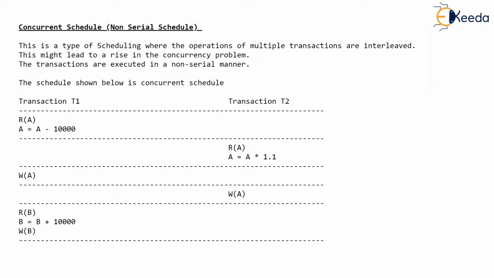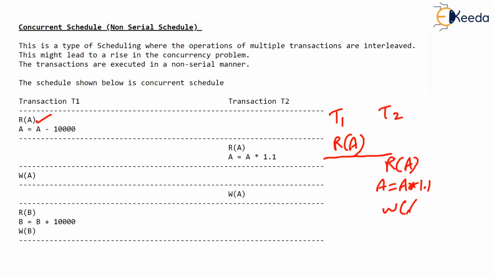For example, it may be that T1 executes read A, this operation, and then immediately preempts. Then T2 executes read A, A equal to A into 1.1, and then write A also, all three lines, and then preempts. And then back to T1, where T1 decreases the value of A by 10,000, and so on. That means the way the two transactions are going to preempt or interleave each other is not defined. Anything can happen. T1 can relinquish the CPU at any point of time.